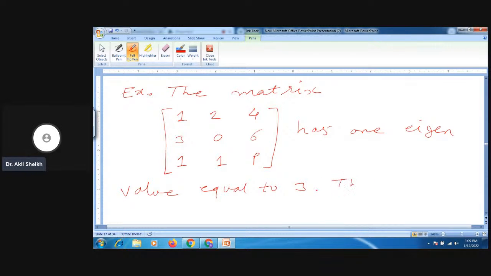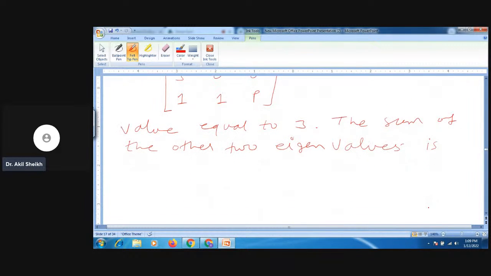Then the sum of the other two eigenvalues is, the options are given: p, p minus 1, p minus 2, p minus 3.